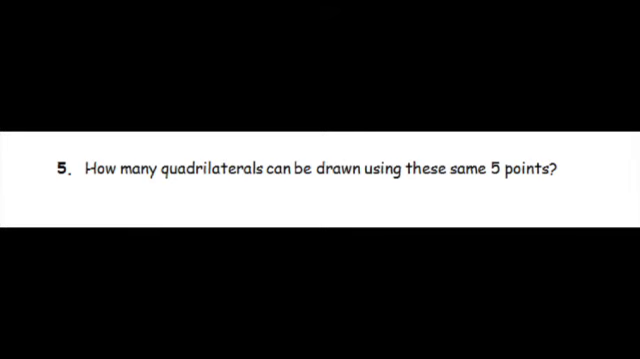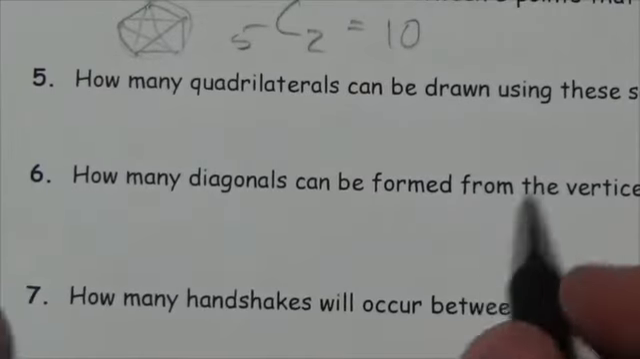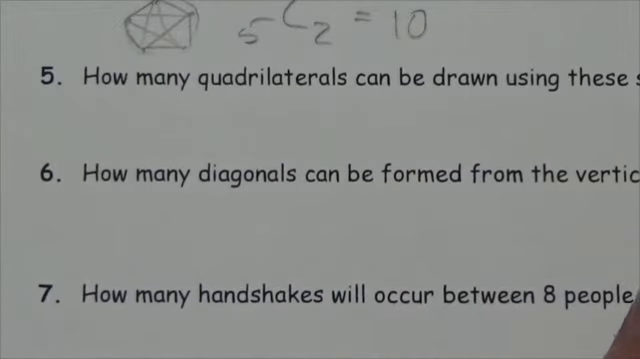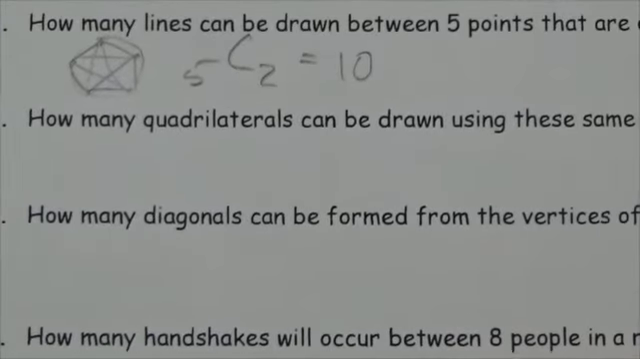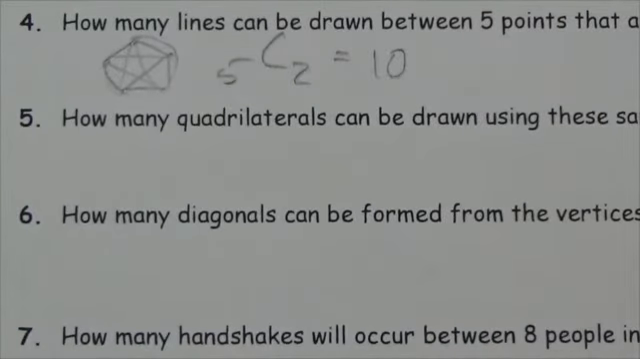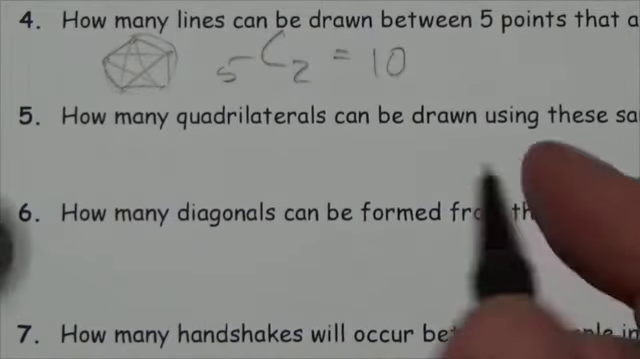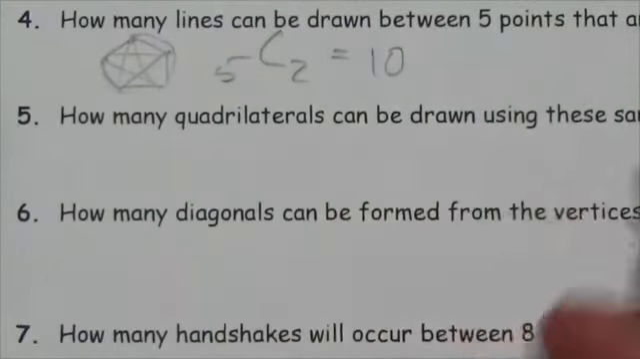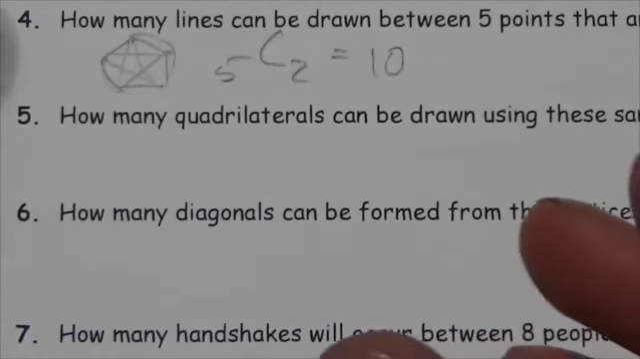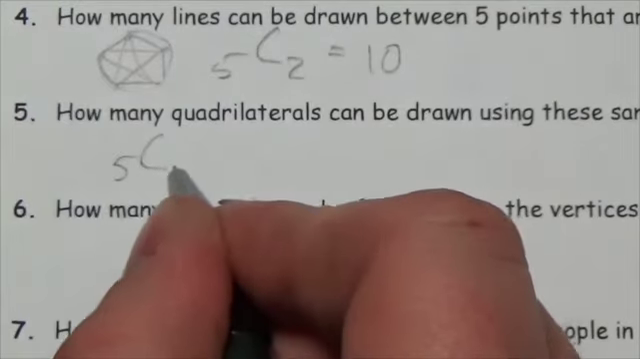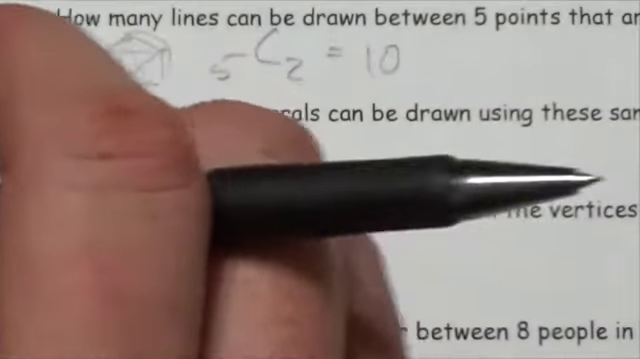How many quadrilaterals can be drawn using the same 5 points? Well, a quadrilateral has got 4 lines in it, right? But additionally, it's got 4 points. So really what we're trying to do is find how many ways I can connect 4 points out of this group of 5. So 5 to choose from, and I'm only going to choose 4.